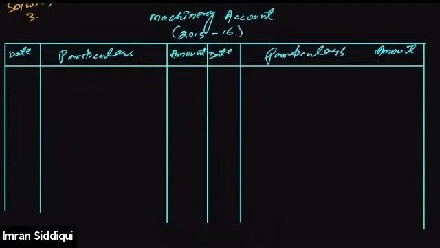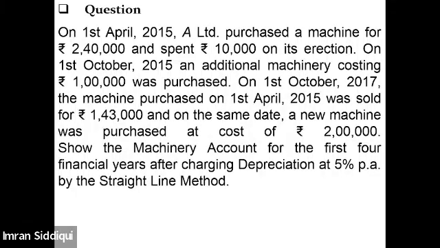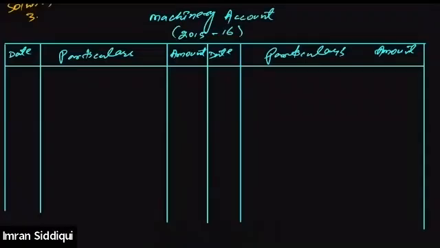All right, so this is the account for the year 2015-16. Now let's get back to the question and start reading the information given in it. It says on 1st of April 2015, A Limited purchased a machinery for rupees 2,40,000. This needs to be recorded in the machinery account, yes or no?